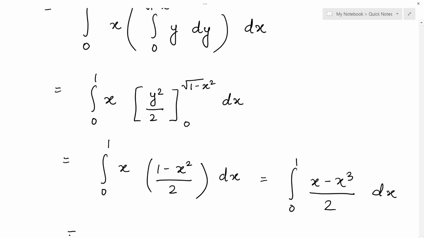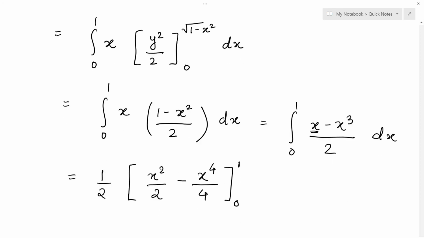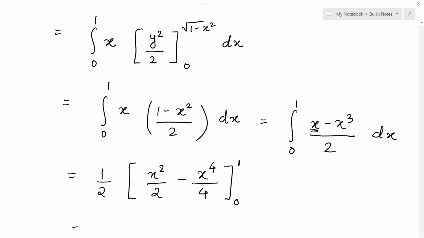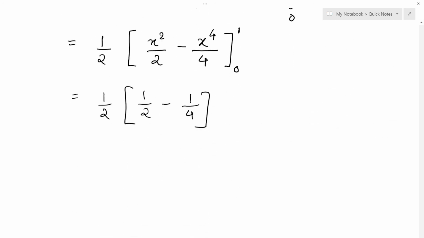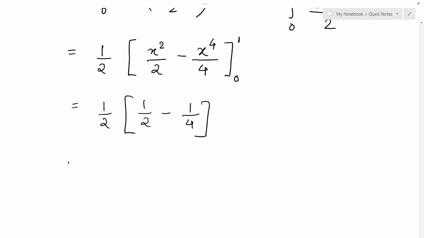So again, it's a simple integration. 1 by 2 is a constant, can be taken outside the integration. We'll take the integration for x, that is x square by 2, and integration for x cube, that is x raised to 4 upon 4. The limits are 0 to 1. So now if I substitute the limits, what will I get? 1 by 2 minus 1 by 4. So if I simplify this, my final answer for integration is 1 by 8.